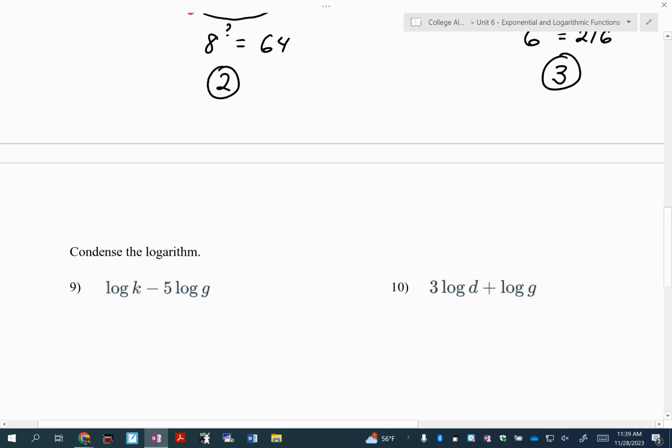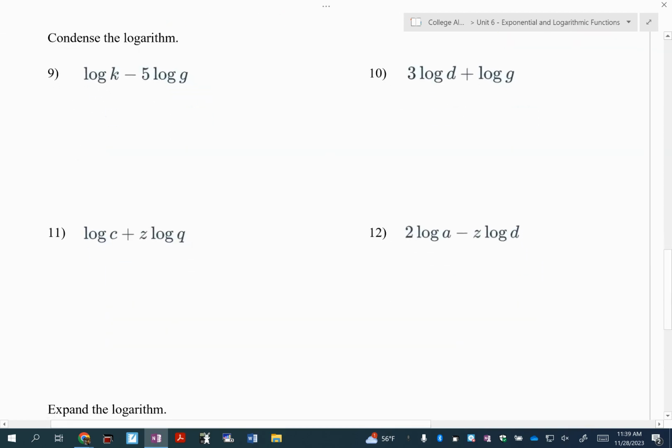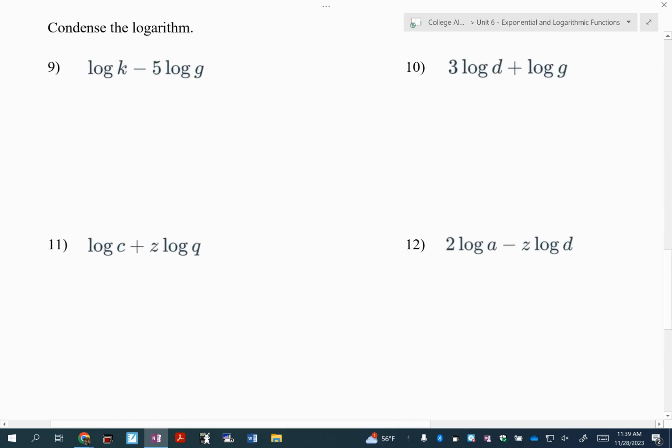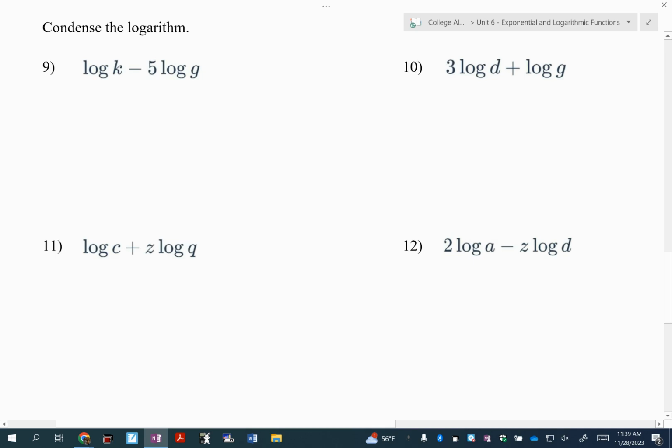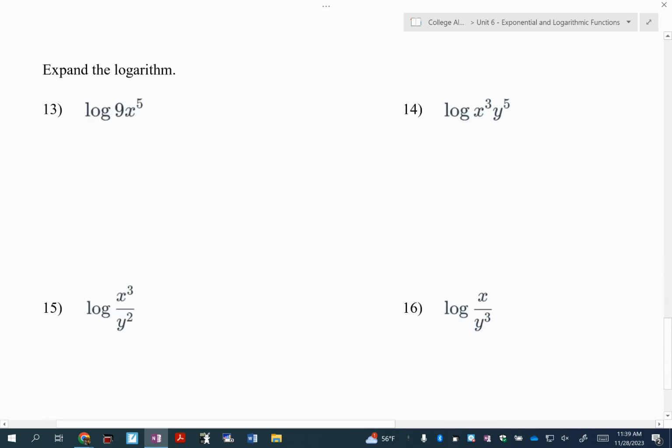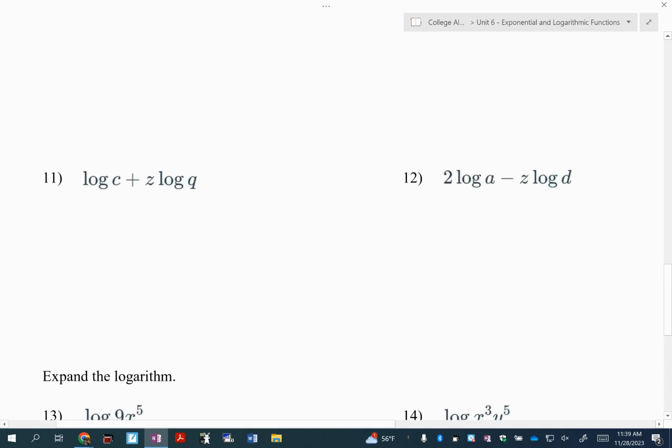All right, the last questions here are going to be about condensing and expanding the logarithms. So you'll notice in 9 through 12, we have 2 logarithms that I'm going to be writing as 1, and then the next 4, 13 through 16, is the same thing, but going backwards.